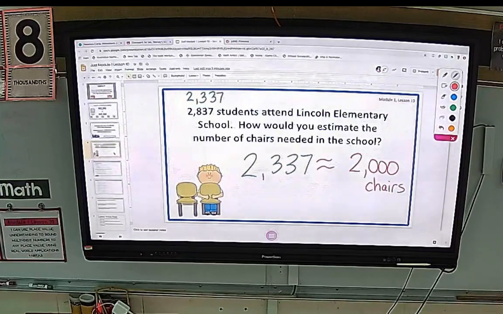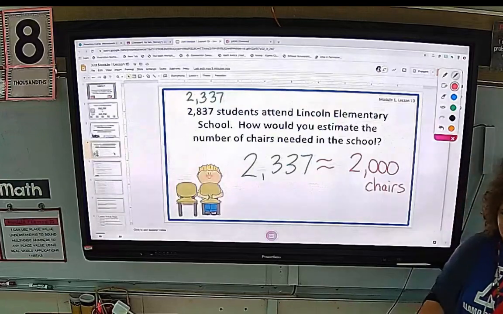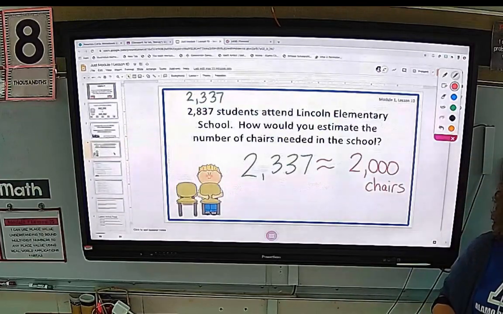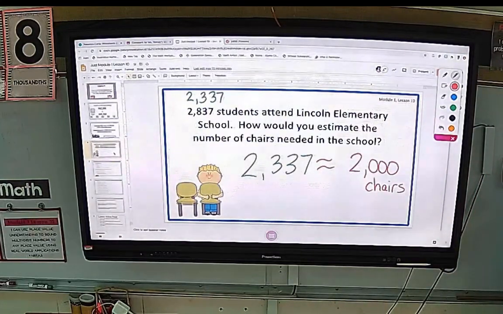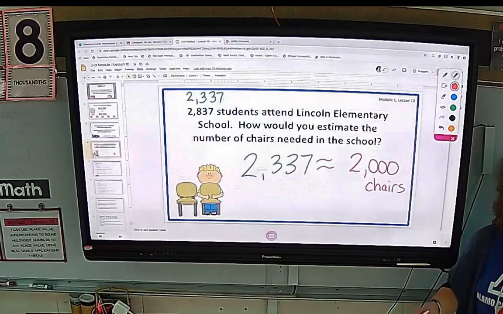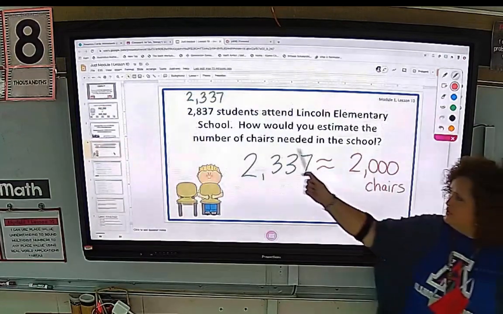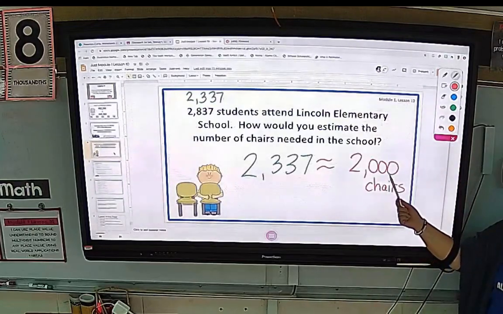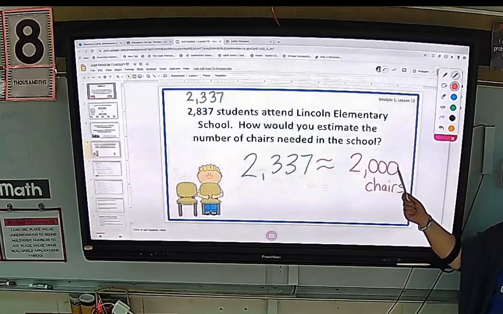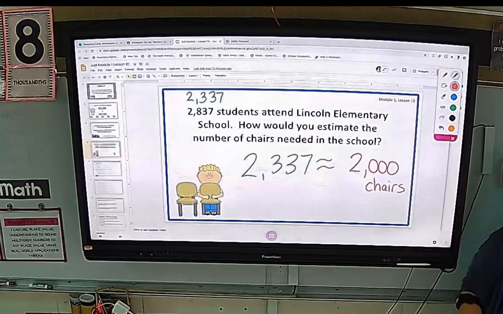Would it be safe to buy 2,000 chairs? No. Why not? Because there's more than 2,000 students. There's more than 337 students. So when you buy chairs, if you had to buy them in groups of 1,000, you might round to that, but you're going to need to add another 1,000, aren't you, just to be safe, to make sure everybody gets a chair.